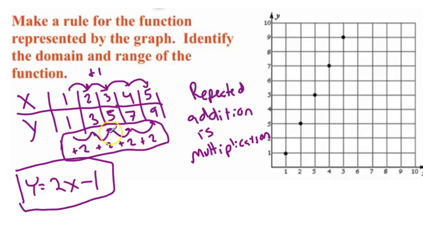So these complicated rules, if the x's are increasing by the same amount every time, you can check out the y's and then find the rule from there. Alright, so there we go. Nice job. That was a tough one, but we did it.